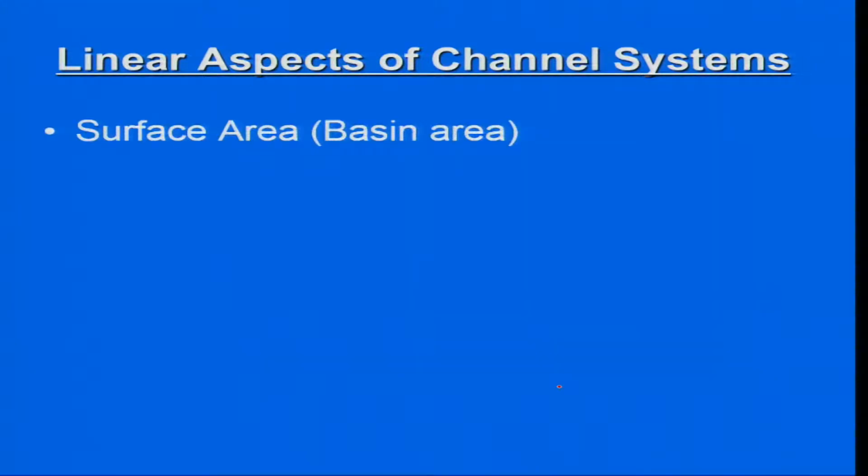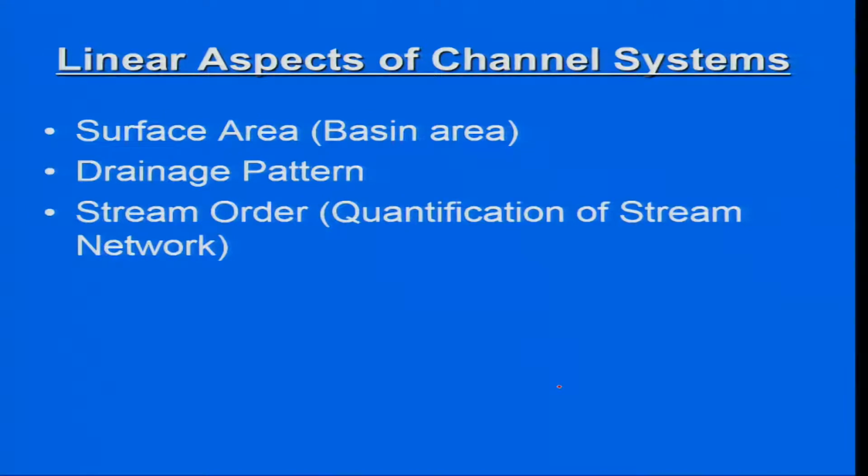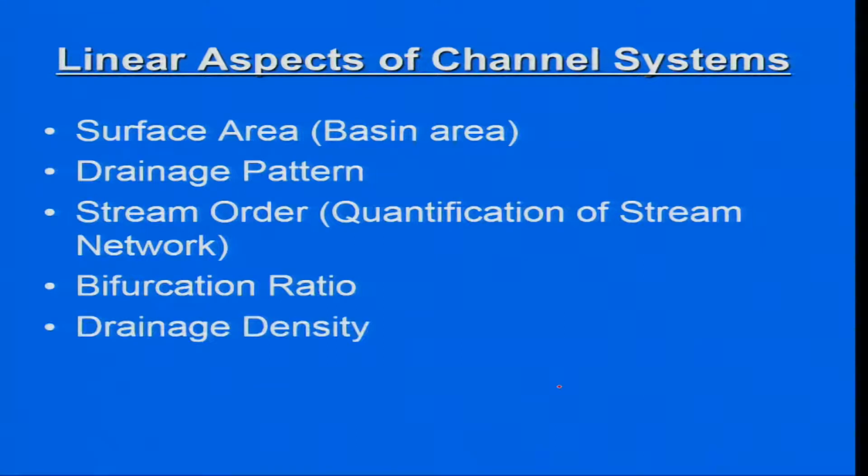Now, among the linear aspects of the channel system, we consider the surface area or the basin area, then the drainage pattern, then the stream order, that is the quantification of the stream network, and the bifurcation ratio. This is extremely important, because when we are talking about what shape of hydrograph we will be expecting in different basinal areas, that can help us. And then drainage density, and drainage density will be affected based on the geology of the area.